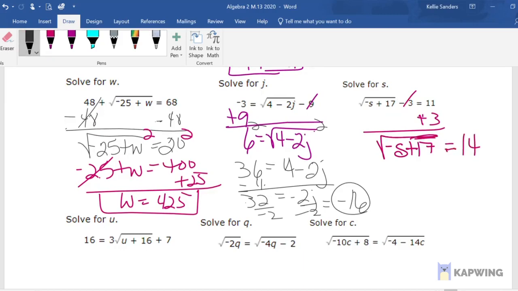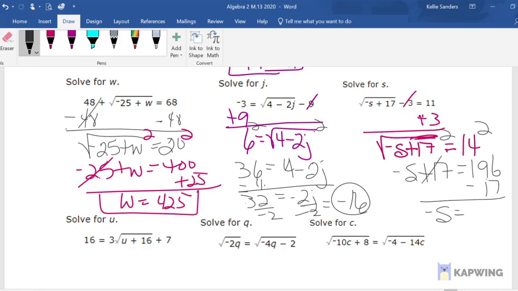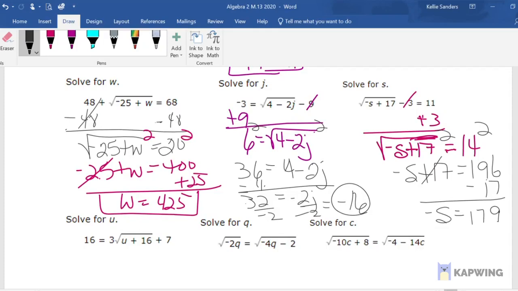Square, square, 14 times 14 is 196. Subtract 17. Divide by -1 because S is not by itself yet. I did a lot of that in my head. I did all of that in my head, so if I got it wrong, let me know.